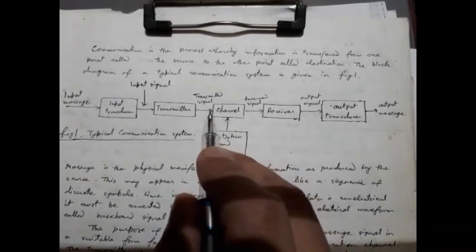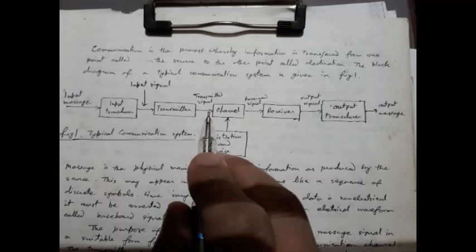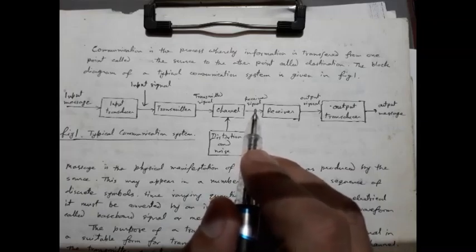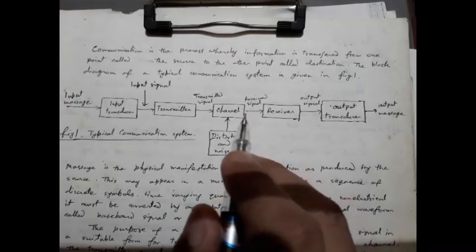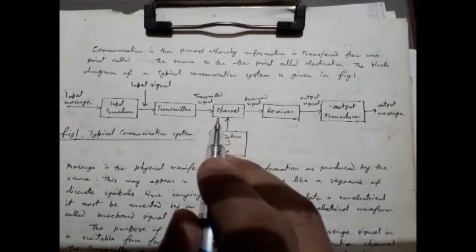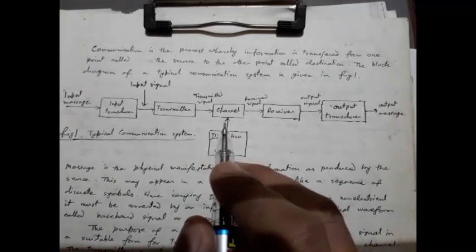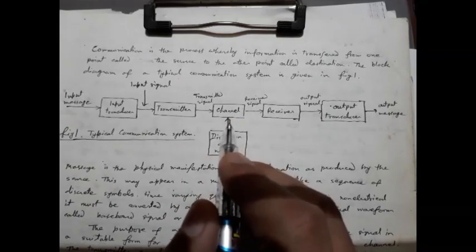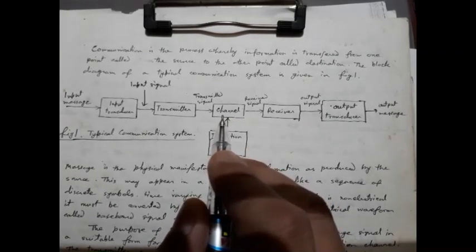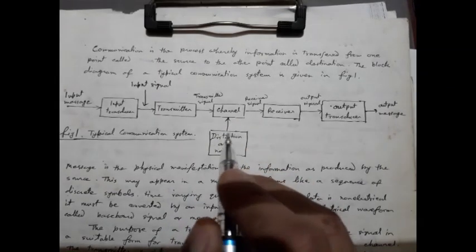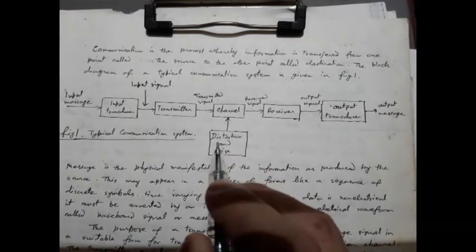Now the function of the channel is to transfer the signal, the modulated signal, from the source to the destination with a minimum amount of attenuation and distortion or error. The channel has certain properties. We have different types of channels. Like we may have air medium, that is also a channel. We can have optical fiber, we can have copper cable, etc. Now in the channel, distortion and noise may be added with the signal.